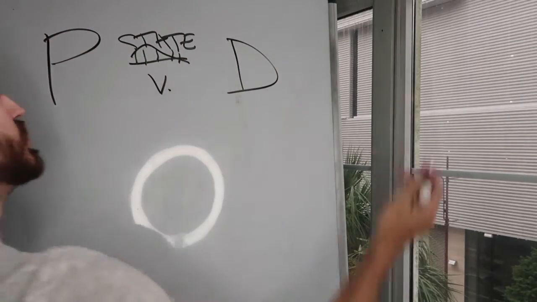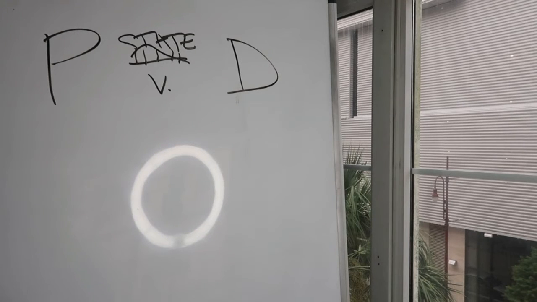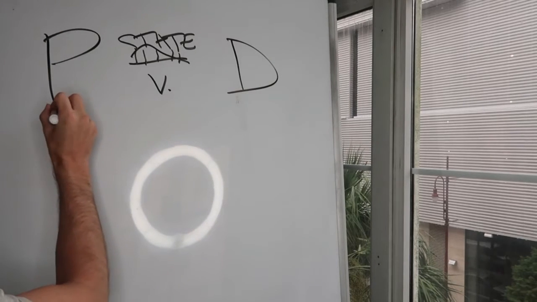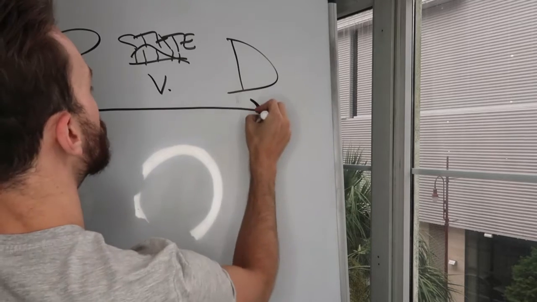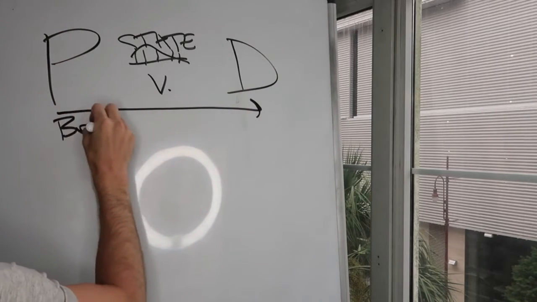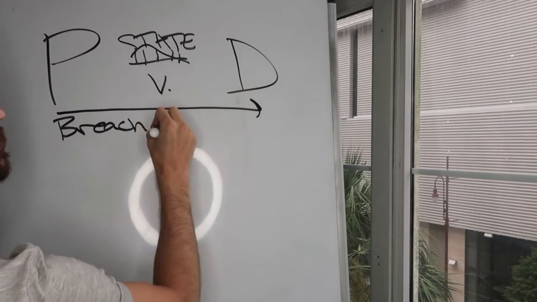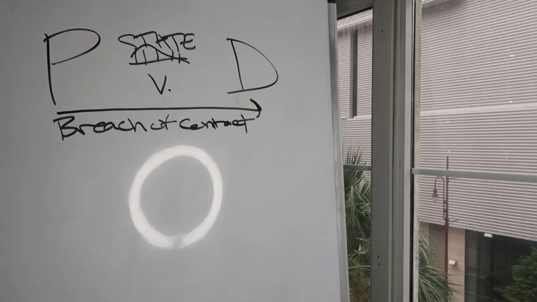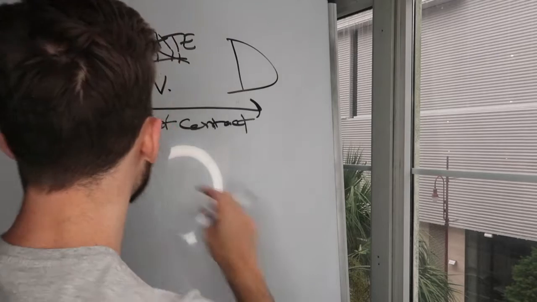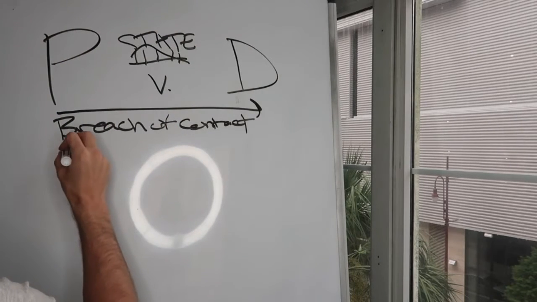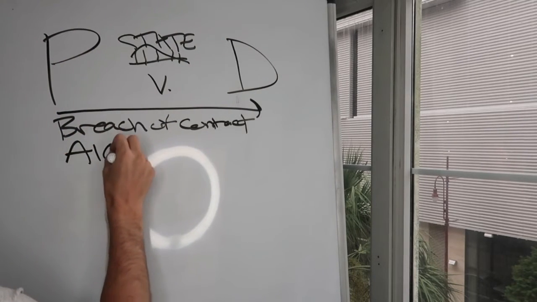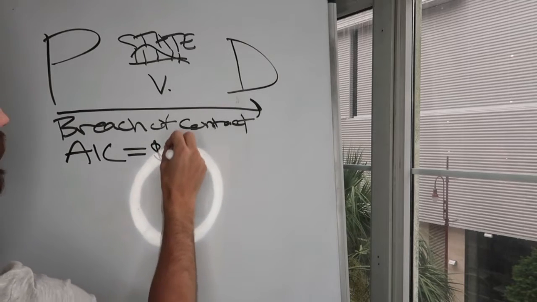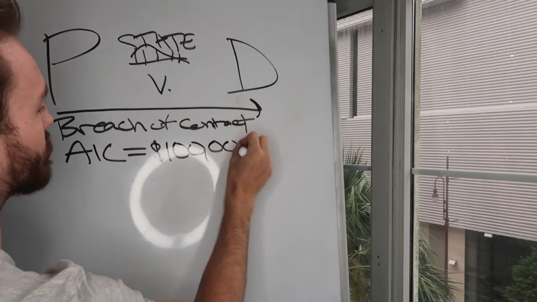So plaintiff is suing the defendant. Let's say that it's a breach of contract claim. And let's say it's for $100,000. Plaintiff is seeking $100,000 in damages, so the amount in controversy equals $100,000.